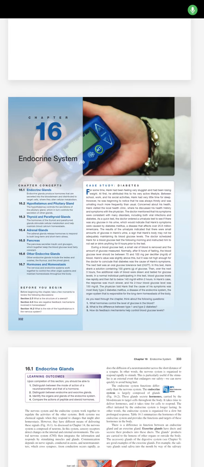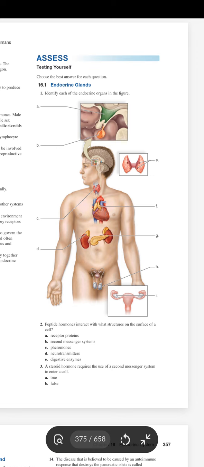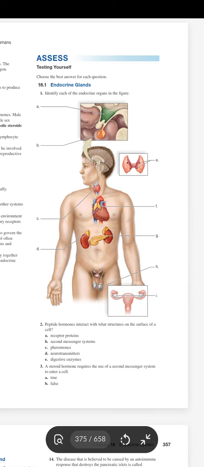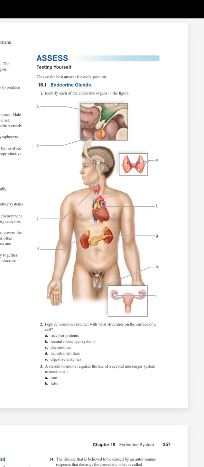Everyone. Today we'll be solving chapter 16 of Human Biology, Sylvia S. Mader. This is the 14th edition, and we'll be solving the Assess section at the end of the chapter. So let's start. The first question is the labeling. Identify each of the endocrine organs in the figure.